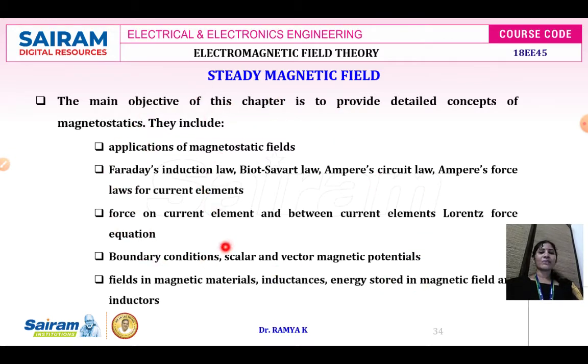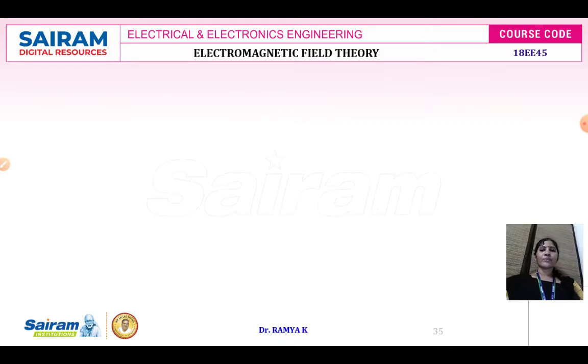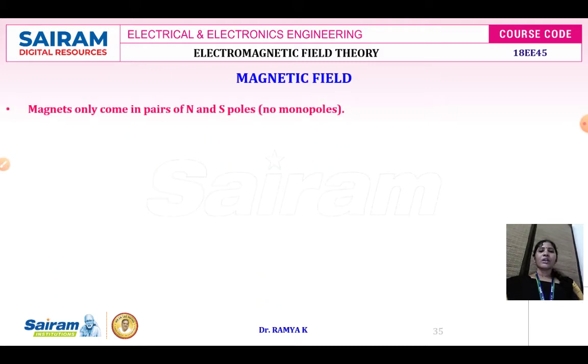But in this chapter, we are going to see the present magnetic field review, then Biot-Savart's law, Ampere's circuit law, and then the scalar and vector magnetic potential and problems under Curl theorem and Stokes theorem. So all these topics we are going to cover under this third module. First we will see the magnetic field.